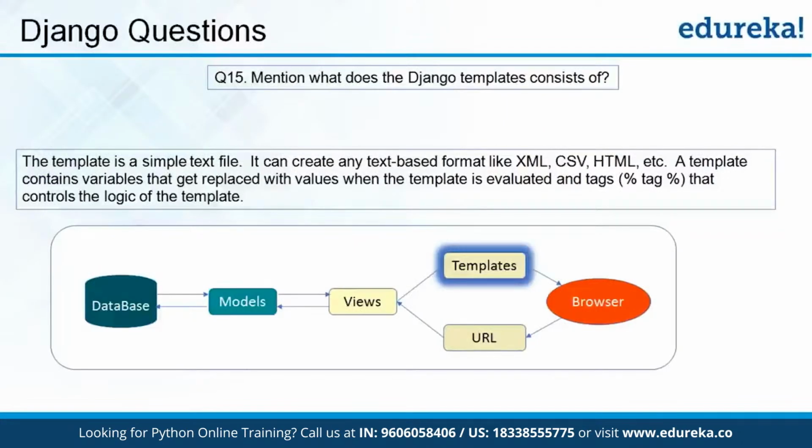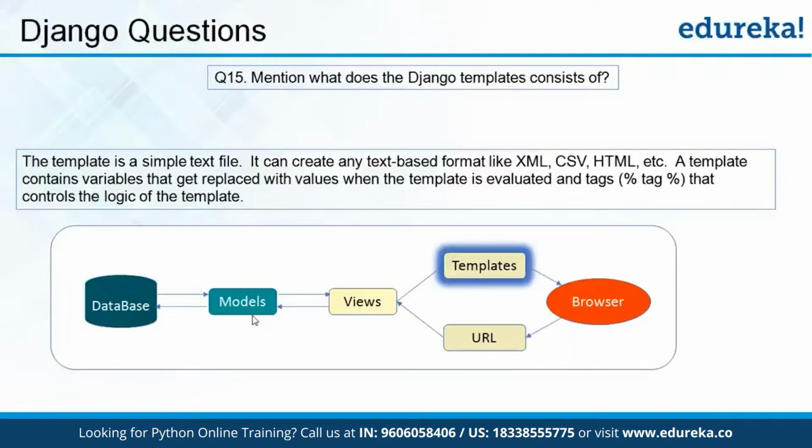So what does a Django template consist of? It is a simple text file, as I showed you. It can be of XML type, CSV type, HTML type, and any number of other types as well. It can contain variables like I just showed you earlier, my title, my body, which can be replaced by various values when the template is evaluated, and tags as well. You can change the tag information that controls the logic of the template.